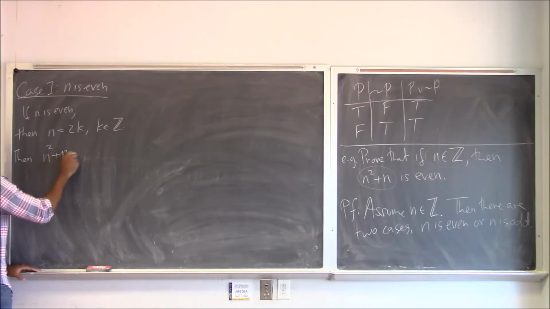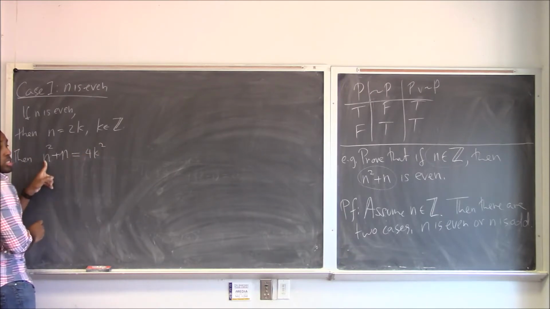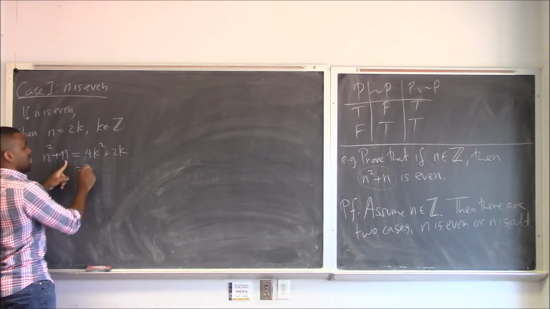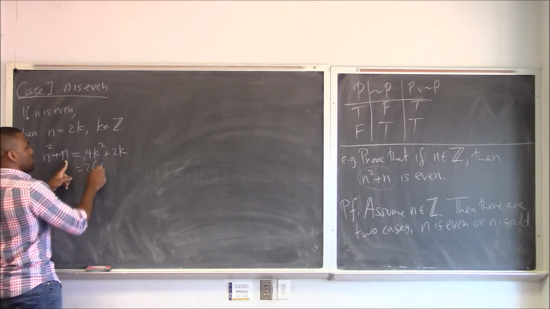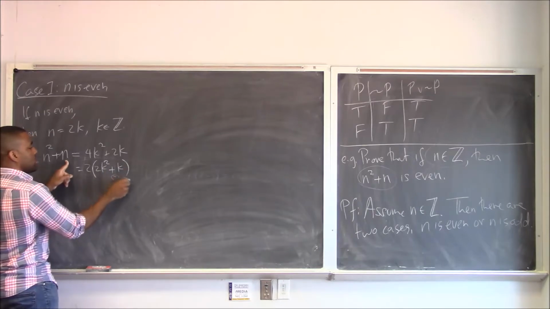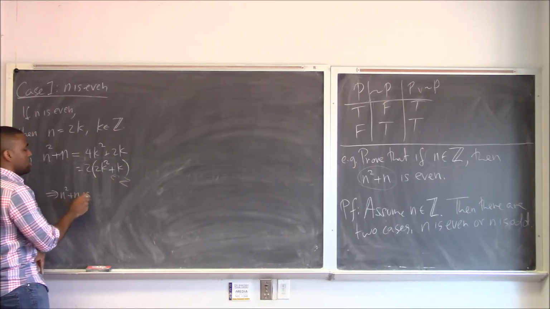Then n squared plus n would have to be what? Now just plug this in here. It's 4k squared, plug it in here, 2k. That means that I can factor the 2. This is an integer, and so n squared plus n is even.